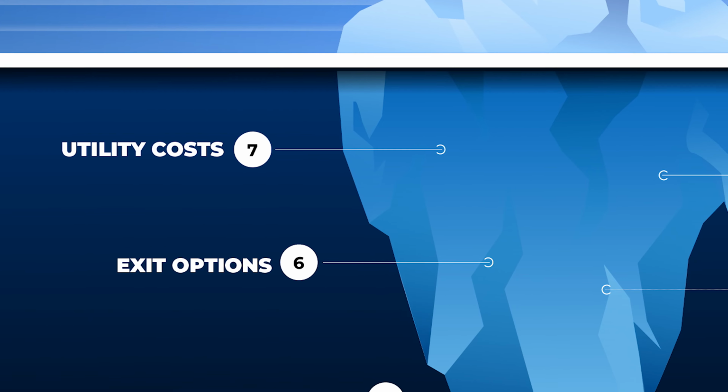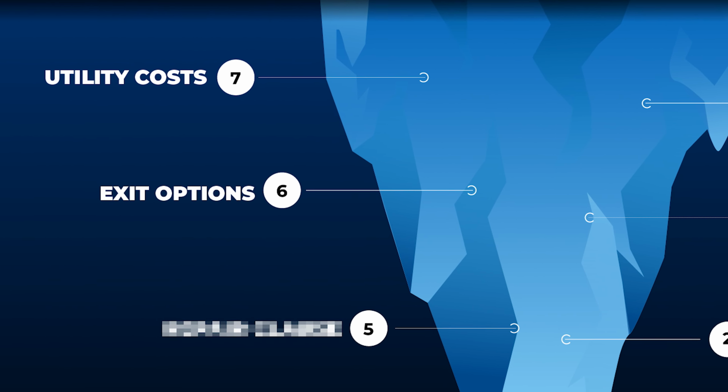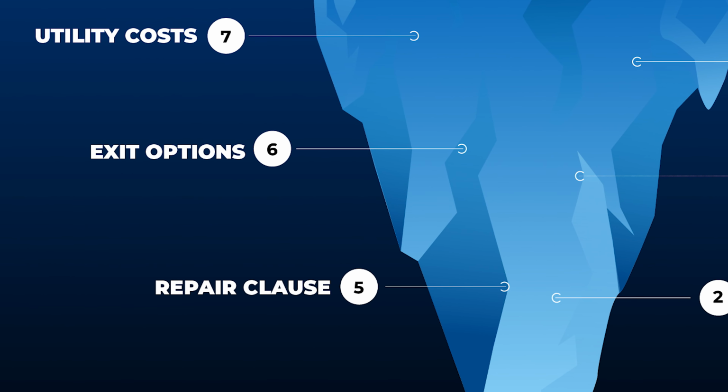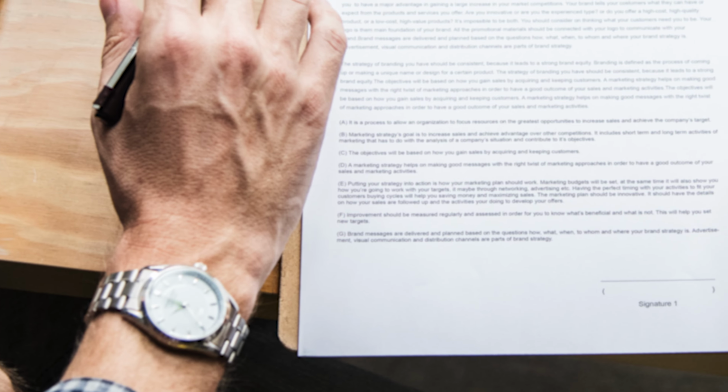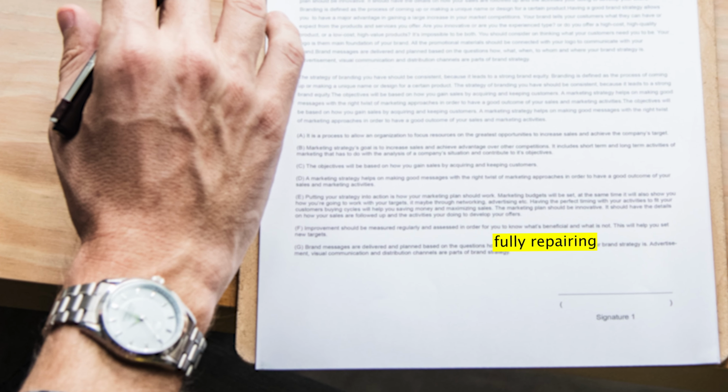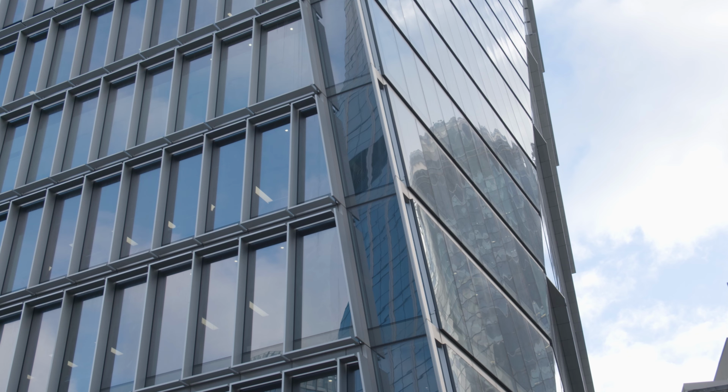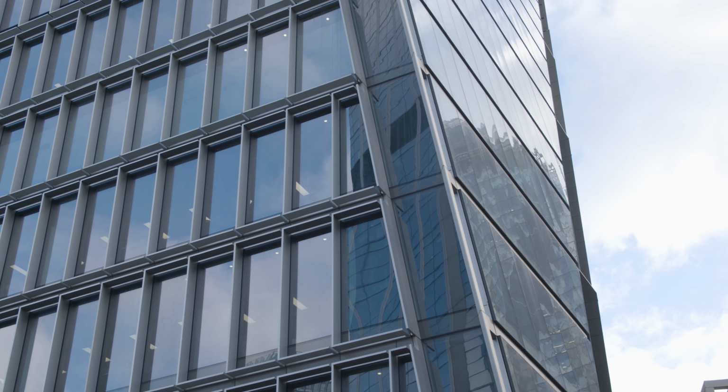Now, number 5 is often the one that catches businesses out the most, and this is the repairs clause. In the UK, it's really common that when you take on a commercial property it has a clause that says something along the lines of fully repairing. And that means that all responsibilities to maintain the building, both interior and exterior, become your responsibility as the tenant.